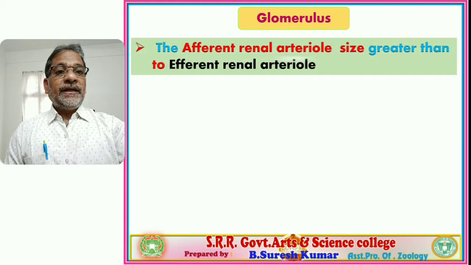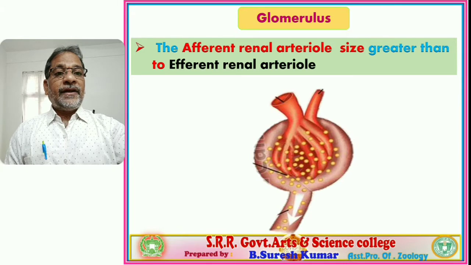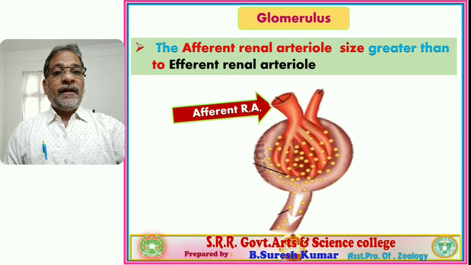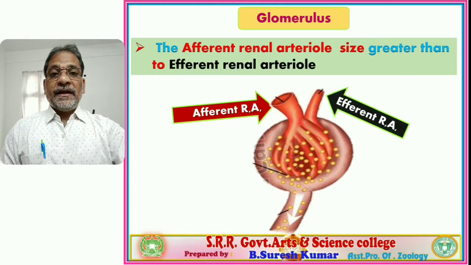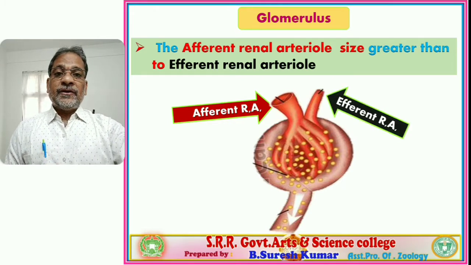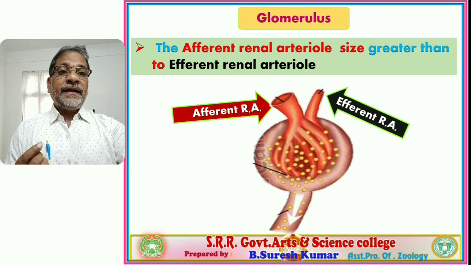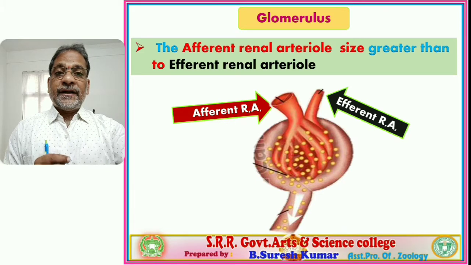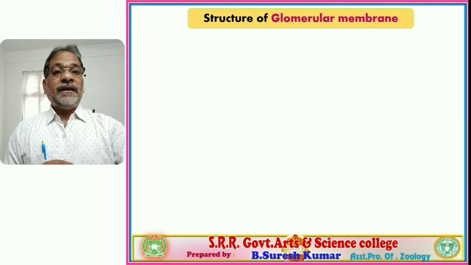If we observe the size of the afferent and efferent renal arteriole, you verify the visual representation. The afferent renal arteriole diameter is greater than efferent renal arteriole. So the size of afferent renal arteriole is greater and the size of efferent renal arteriole is lesser. That's why the pressure is exerted in the glomerulus, right?